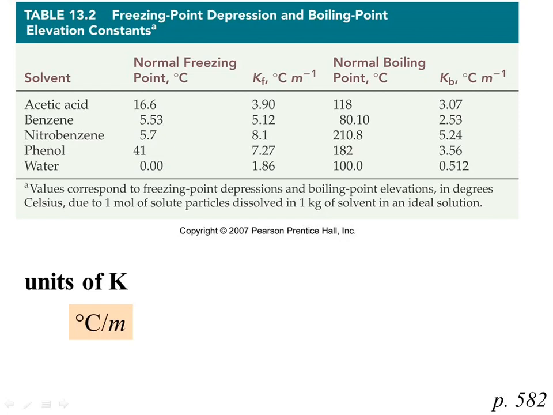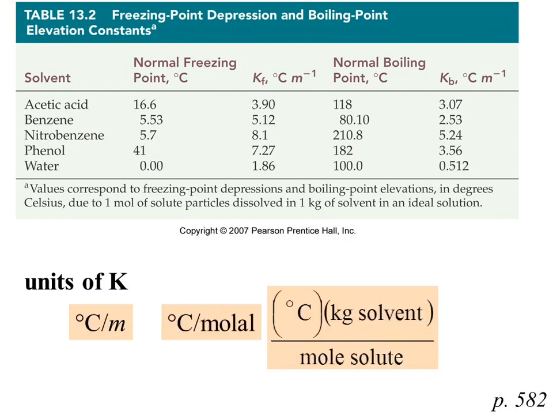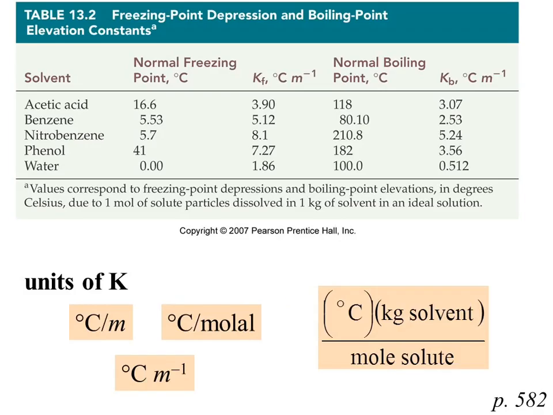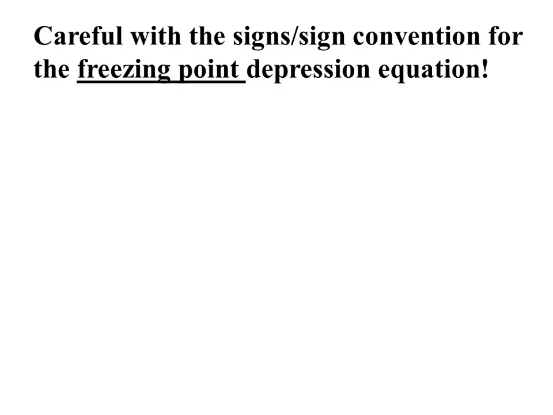So units of all of these, I'll put all these up here. These are all possible ways of writing units for the freezing point depression constant and the boiling point elevation constant. It's just temperature, degrees Celsius per molal.